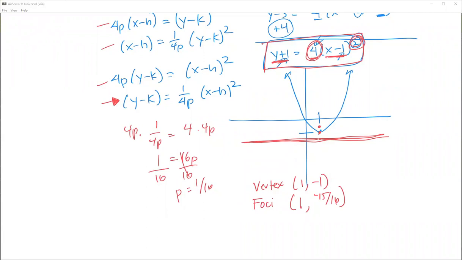And then what happens to the directrix? It's 1/16 below. And remember, what's a horizontal line? It's x equals, right? x equals -1 and 1/16. You're right. Sorry, it's y equals. My bad. Thank you. You're right. A lot of things to get mixed up on.